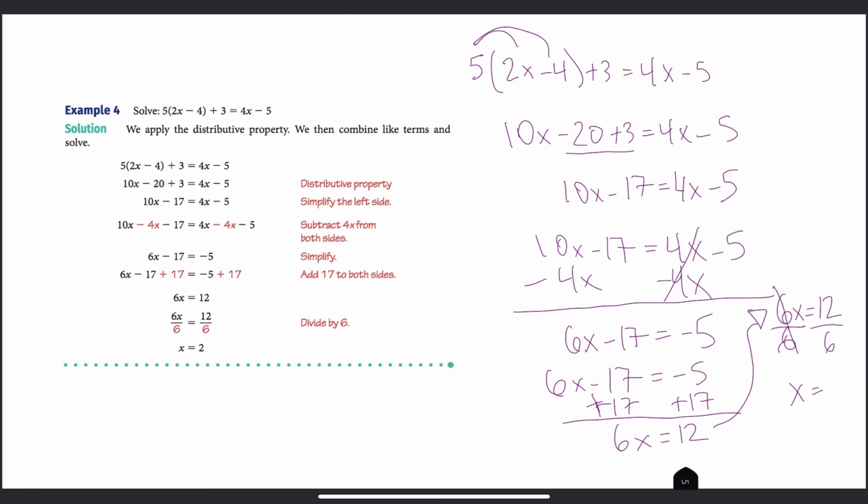So 6 divided by 6 is 1x. That's exactly what I wanted. 12 divided by 6 is 2. So that is the solution to this equation, x equals 2. And I can check it. Right? I can check it to see if it stays balanced.